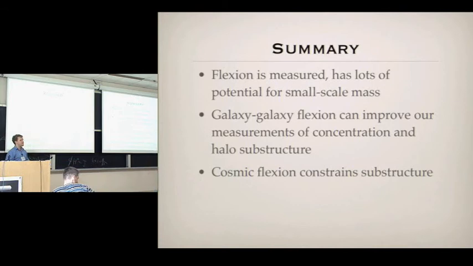So do you do a better job of constraining the mass if you use both shear and flexion? Yeah. I mean, on scales where both shear and flexion can look, then you're adding to the signal to noise. But on these really small scales, you're genuinely adding information that shear couldn't see.